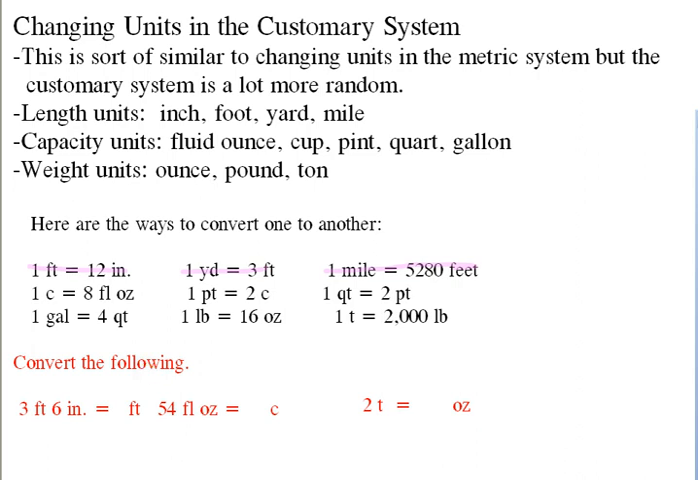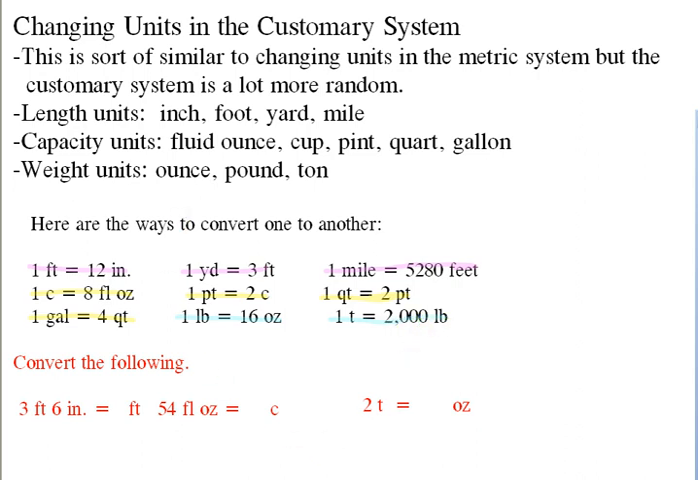And so now we're going to go ahead and move on to the next ones, which are going to be instead, these are capacity. So 1 cup is equal to 8 fluid ounces. 1 pint is equal to 2 cups. 1 quart is equal to 2 pints. And 1 gallon is equal to 4 cups. And the last ones over here are going to be 1 pound is equal to 16 ounces. And 1 ton is equal to 2,000 pounds.